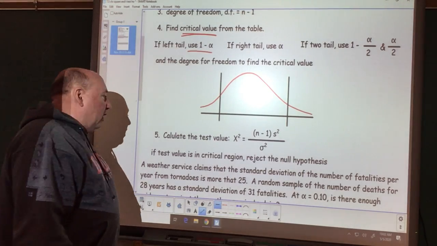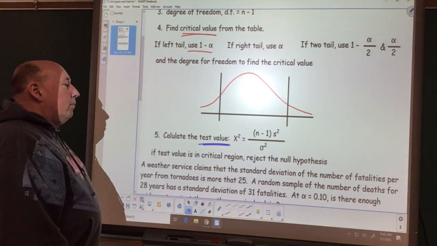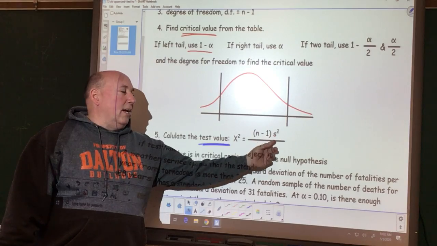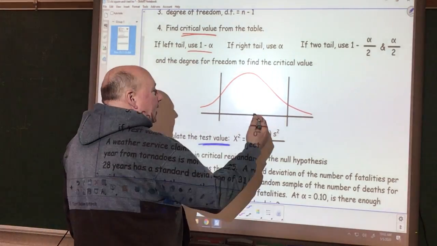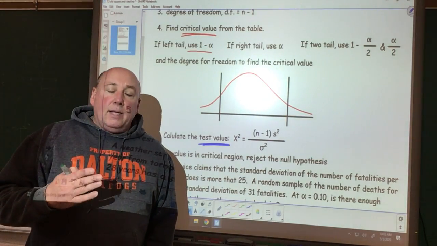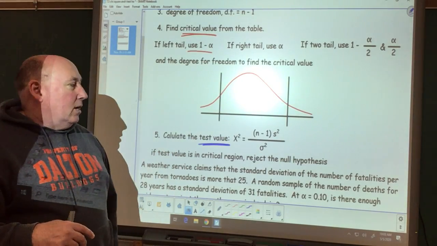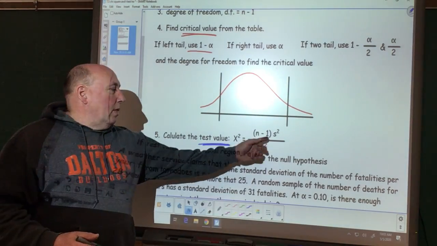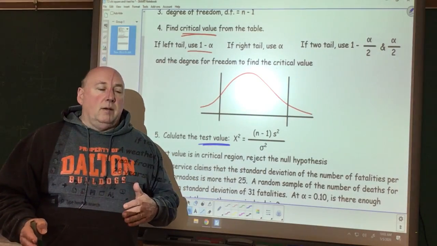The test value for the chi-squared value is your degree of freedom times your sample variance divided by your population variance. Once again, you are going to be trying to test a hypothesis for the population variance. So this is our population standard deviation. So this here is your population variance that you're trying to test.